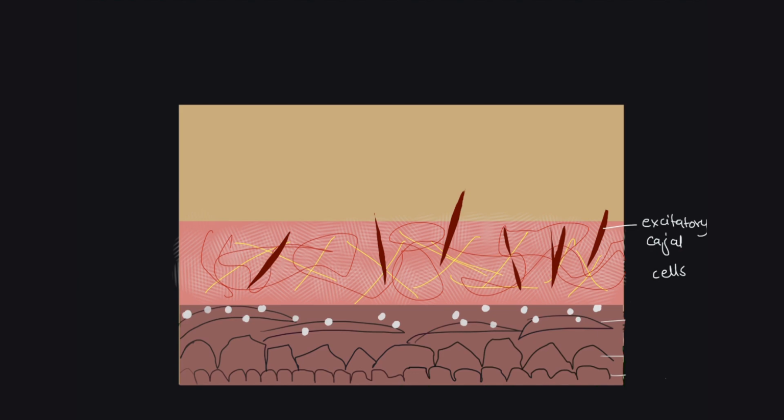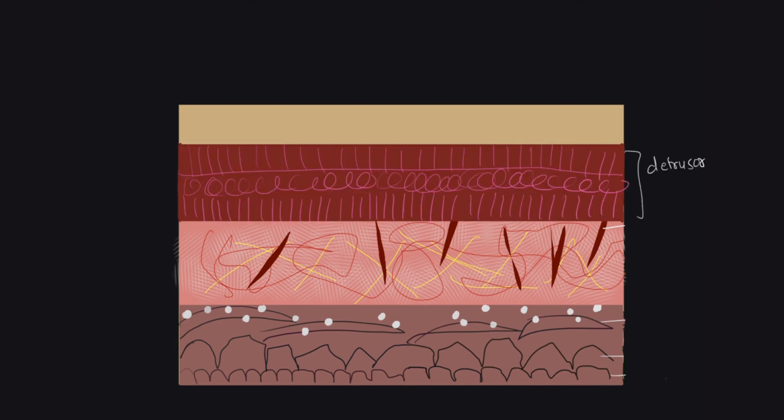Lastly, we can see the muscularis layer, and the muscularis layer is composed of detrusor muscles. Detrusor muscles are a special kind of muscles that are arranged in a special way. First we have the longitudinal layer, and in between we have the circular layer, and then it follows with the longitudinal layer again. Lastly, we have the serosa at the end.